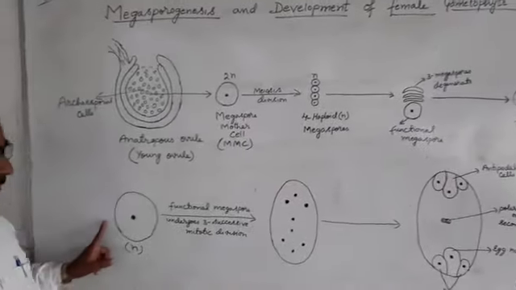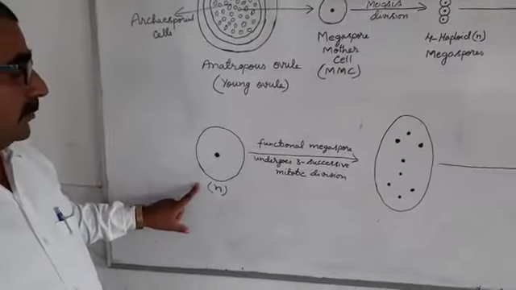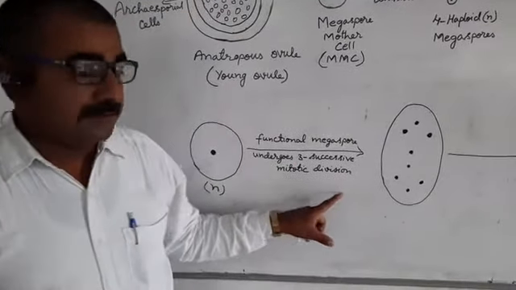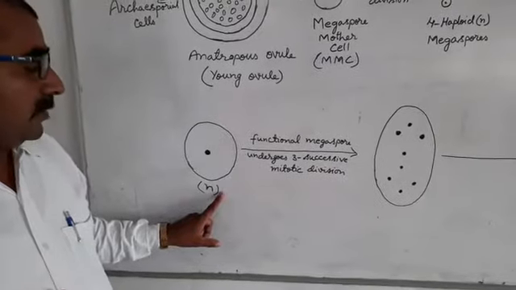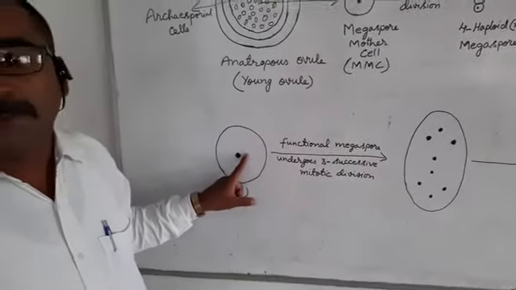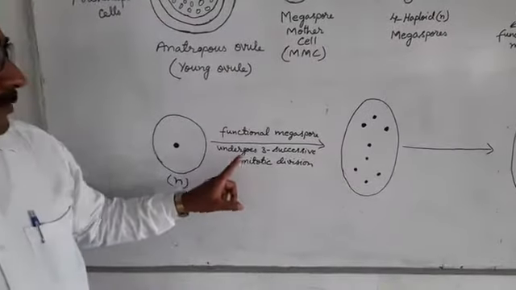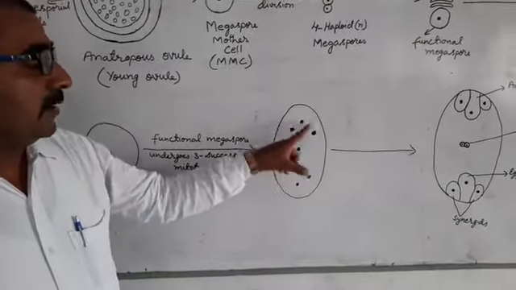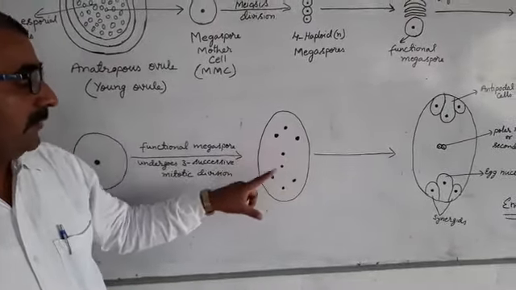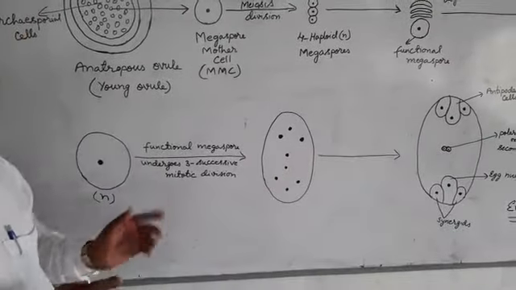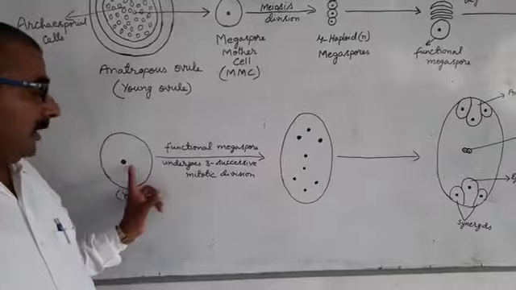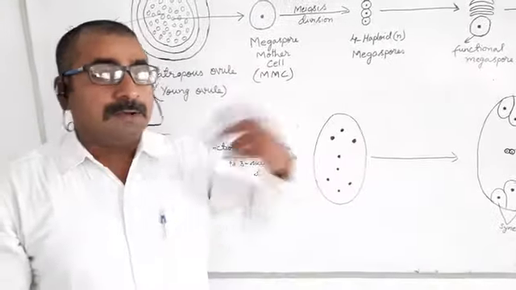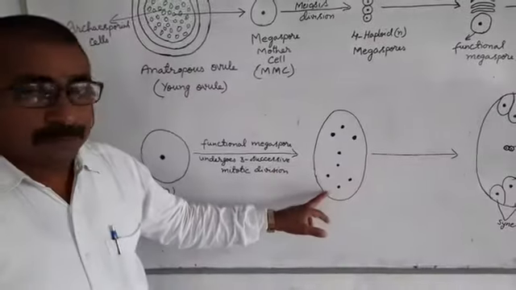Now you can see in the next line that the functional megaspore undergoes 3 successive mitotic divisions to form 8 nuclei. Here you can count 1, 2, 3, 4, 5, 6, 7 and 8. When it divides for the first time, from 1 nucleus, 2 nuclei are formed. The second time, from 2 nuclei, 4 nuclei are formed. And the third time, from 4 nuclei, 8 nuclei are formed.